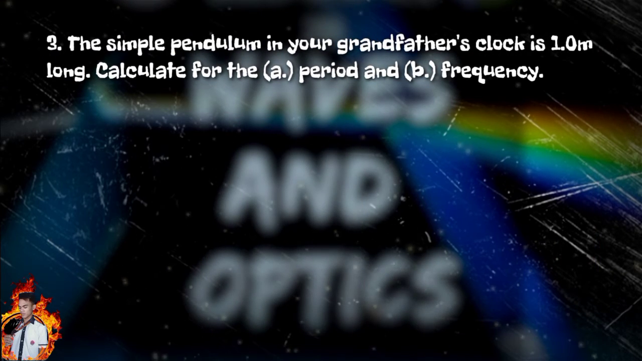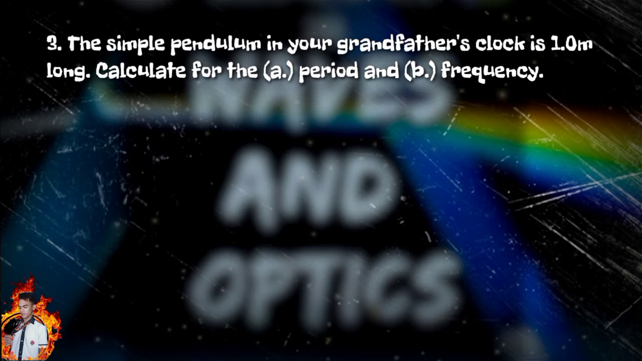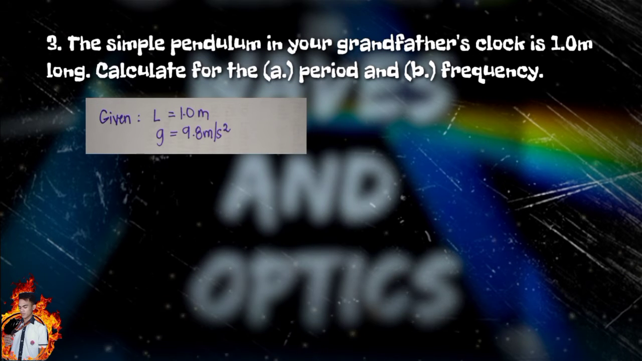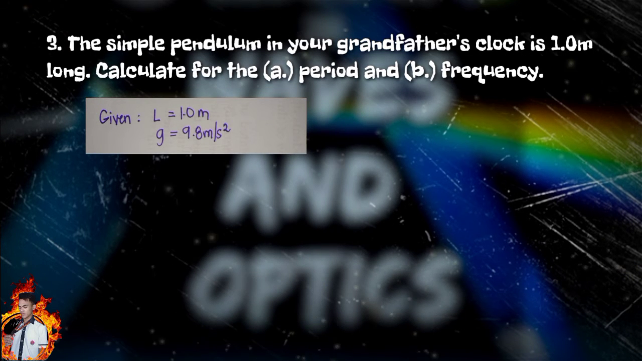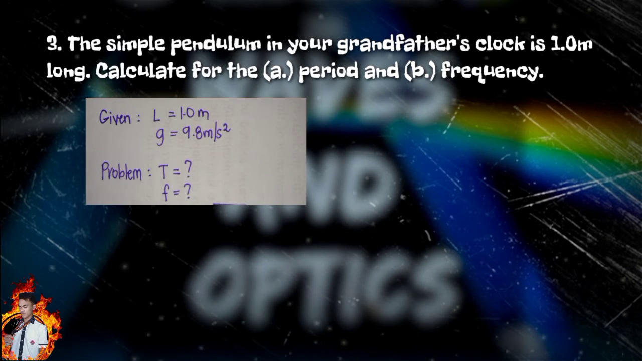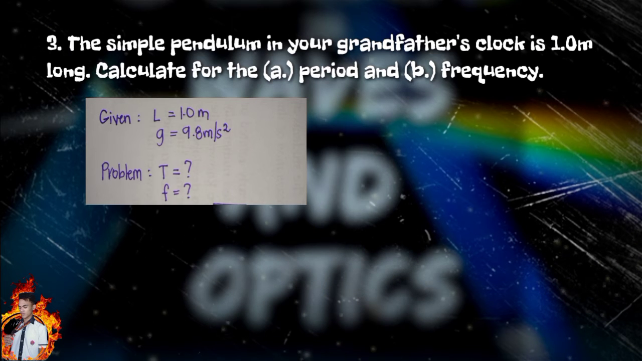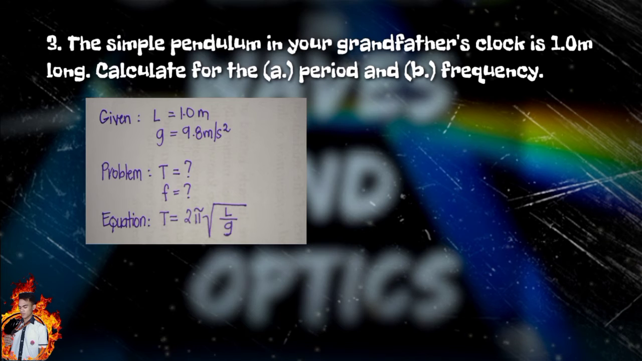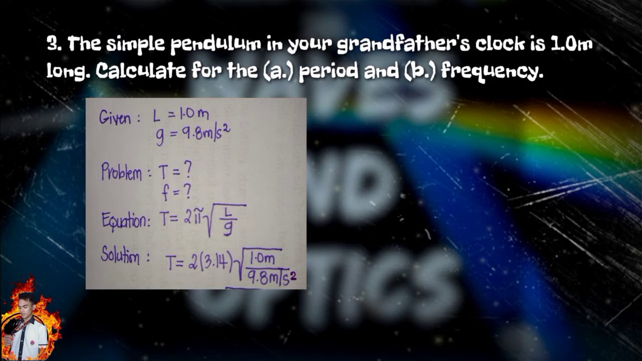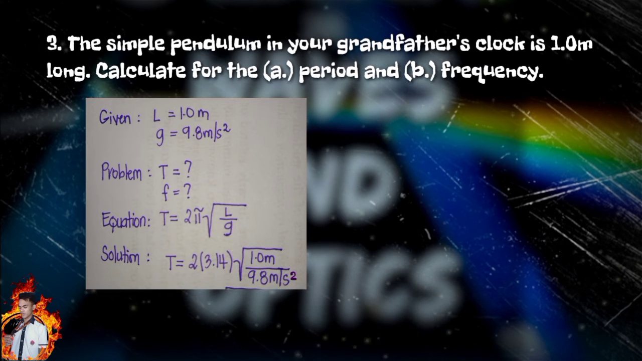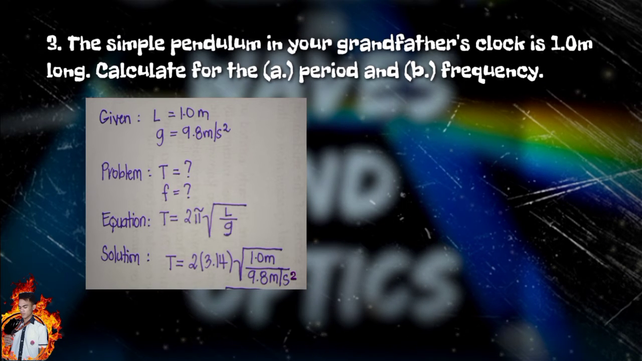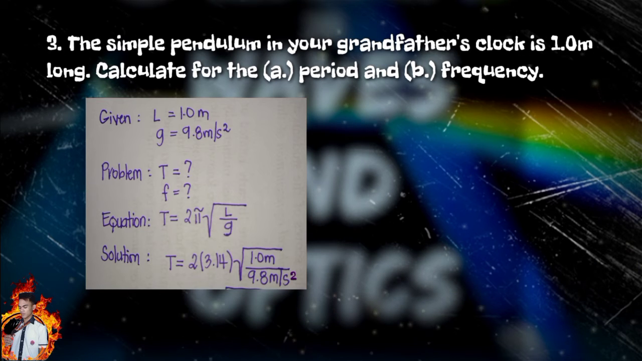The simple pendulum in your grandfather's clock is 1.0 meter long. Calculate the period and the frequency. Given the length of 1.0 meter and the gravitational acceleration of 9.8 meter per second squared, and then identify the problem, which is the period and the frequency, and use the equation of 2 pi times the square root of length over the acceleration due to gravity. Substitute the value of pi, which is 3.14, and the length of 1.0 meter, and the acceleration due to gravity, 9.8 meter per second squared.